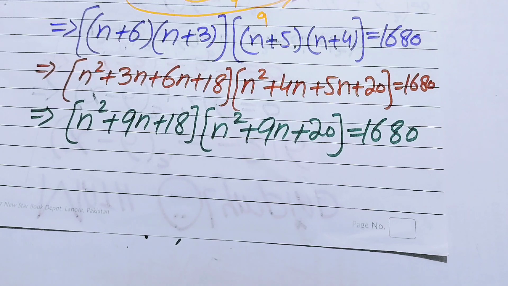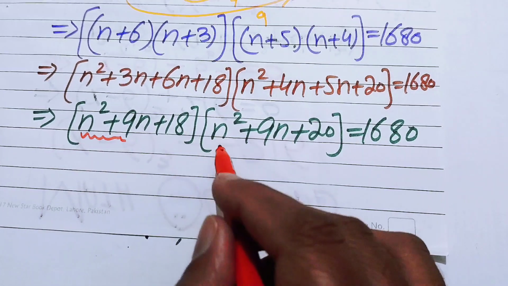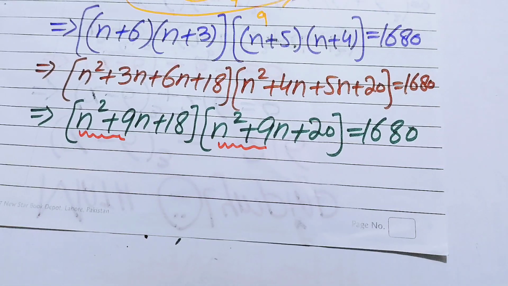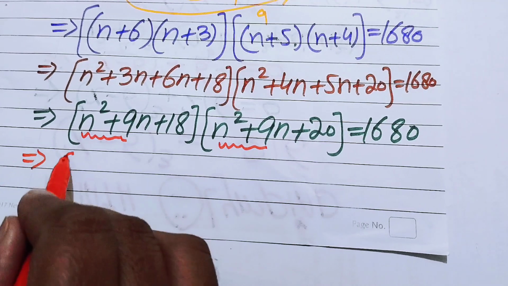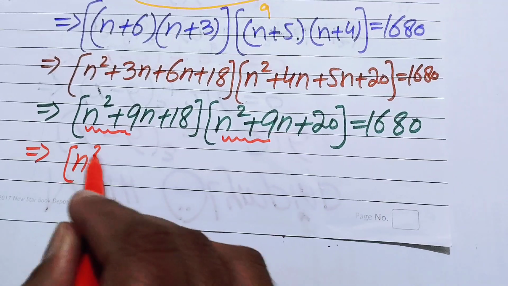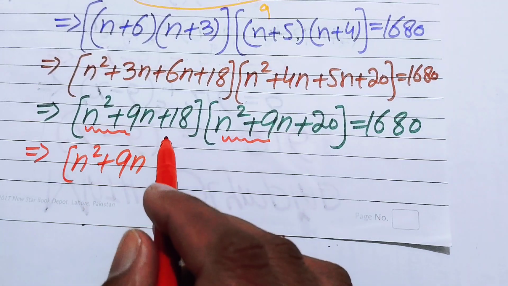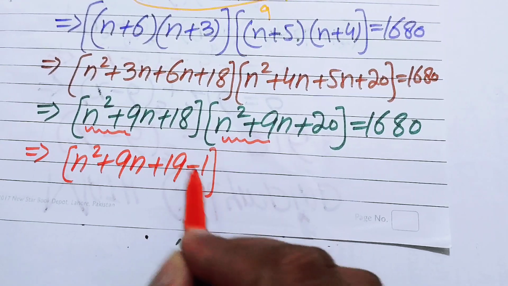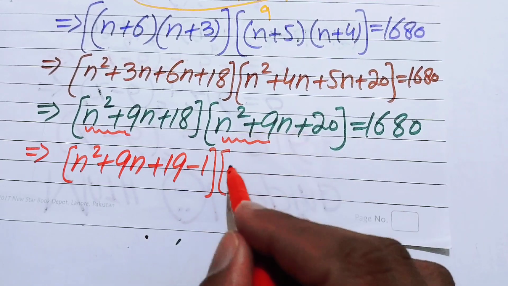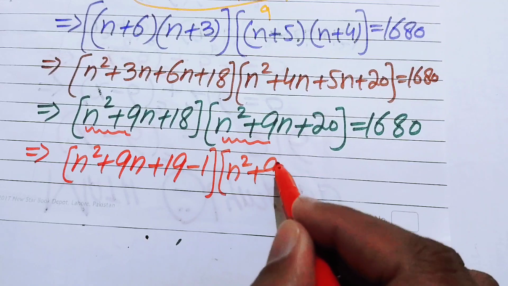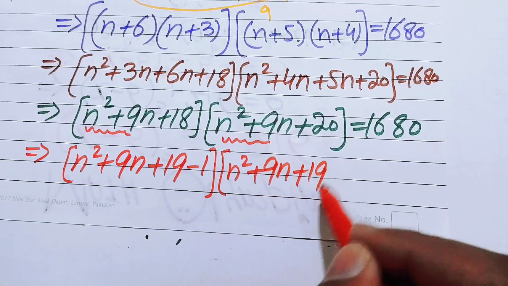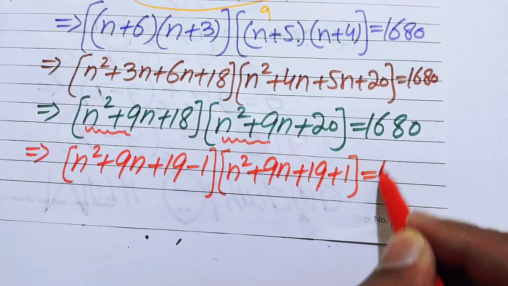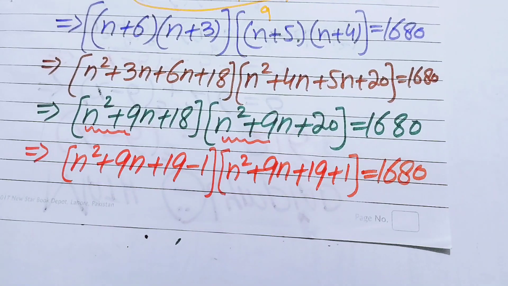So in the next step you will see here we have n squared plus 9n as the common factor, so we need to make a little bit of simplification here. I can rewrite this expression as n squared plus 9n, and we write this 18 as 19 minus 1. You know that 19 minus 1 equals 18, and here we write this expression as n squared plus 9n plus, and we write this 20 as 19 plus 1, and this whole equals 1680.